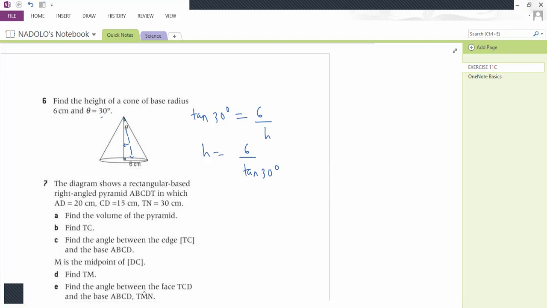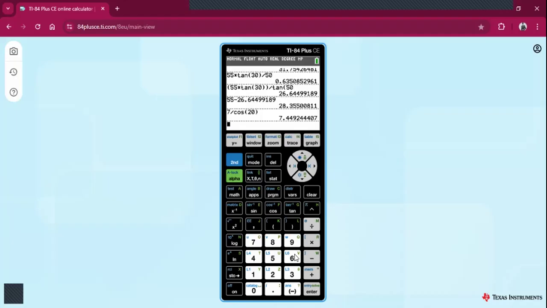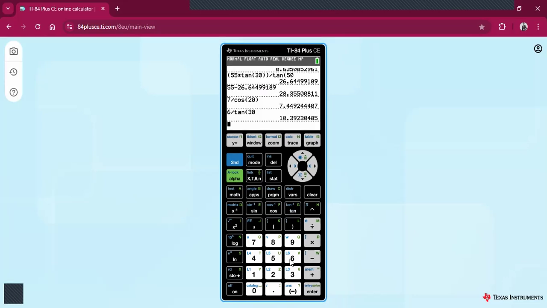6 divided by tan 30, if it's paper 1, you're going to write your answer in the form of radicals. You have done this before. You turn tan 30 into what the special triangle says, and then you use that. I want to share the GDC so that you can do 6 divided by tan 30. 10.39, to 3 significant figures is 10.4. So your answer there is 10.4.